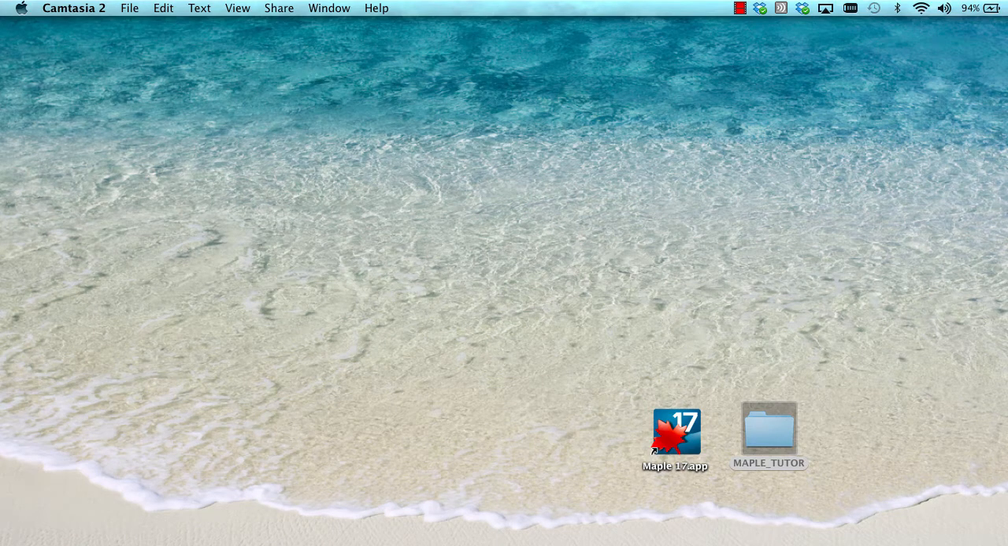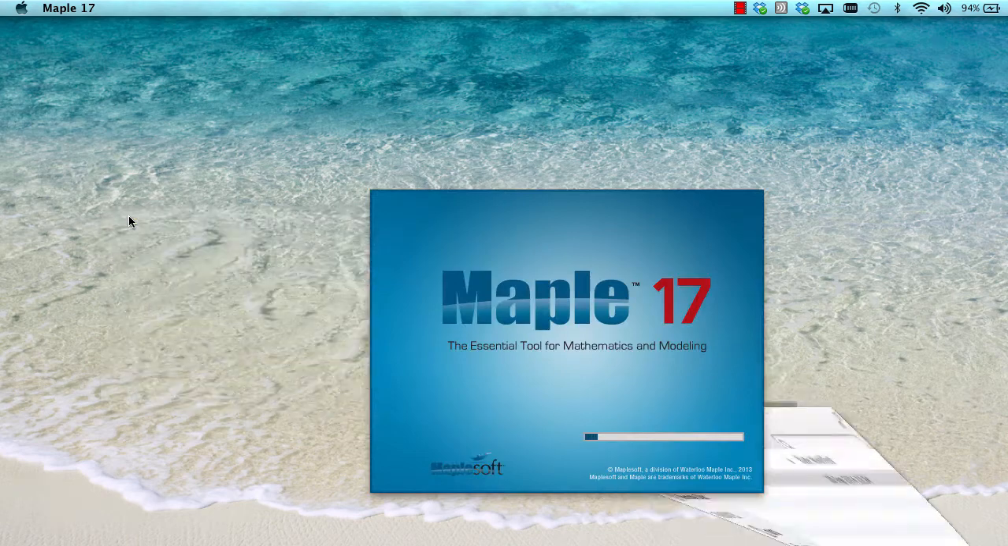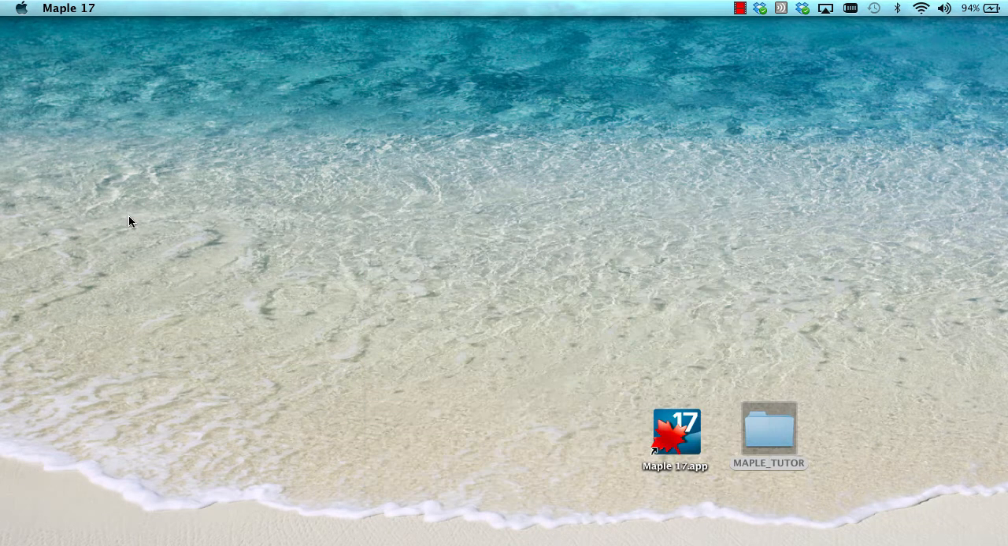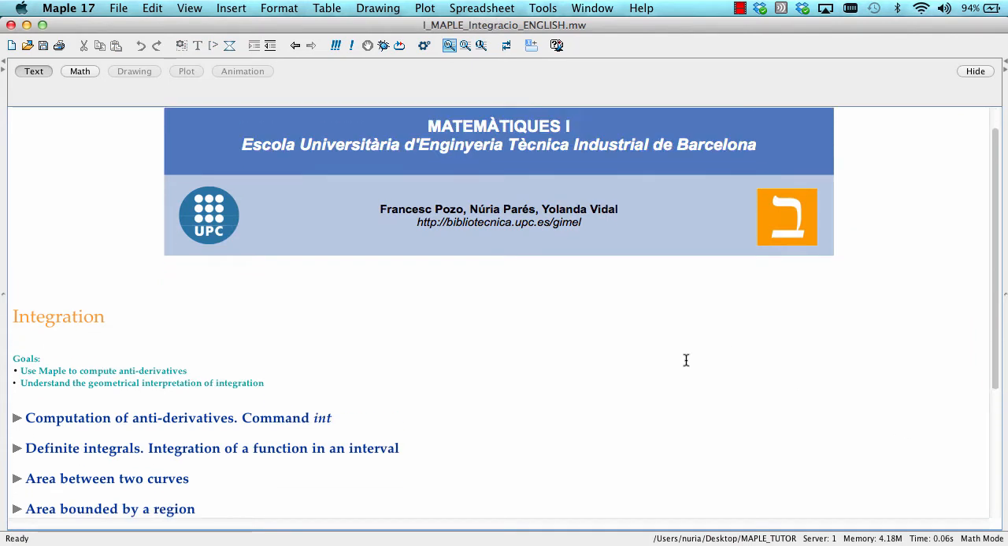Today we are going to have a look at how to use Maple to do integration and its applications. So we just opened the tutorial. It doesn't matter the version of Maple, if it's Maple 16, Maple 17, more or less they are the same.